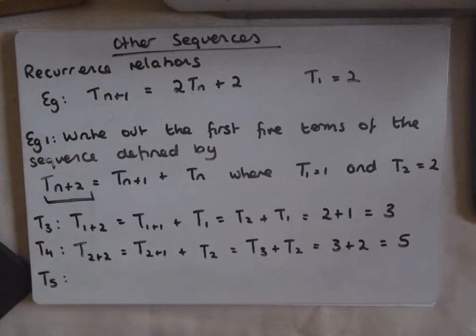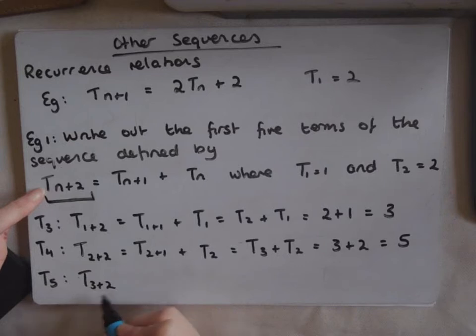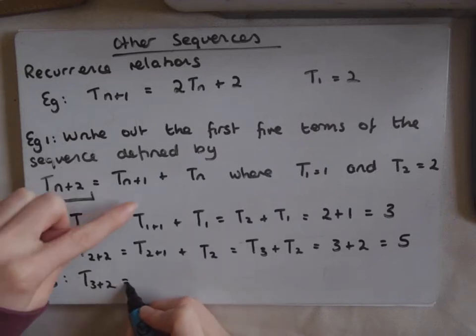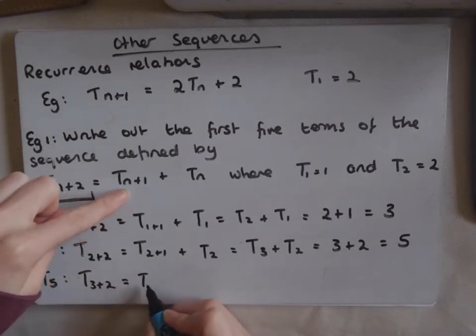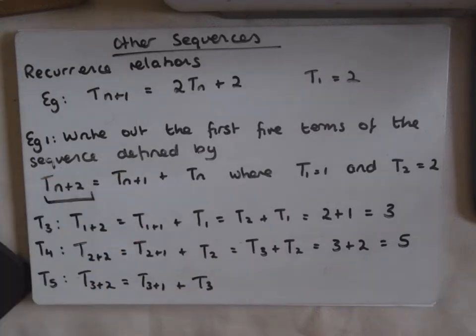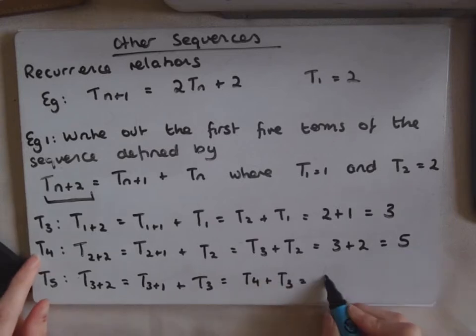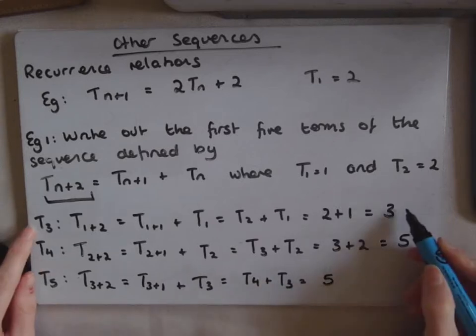And you're going to do the same for however many terms they want. So they want t5. So in order to get t5, I must be doing t of 3 plus 2, because 3 plus 2 gives me the 5. So here I know n is 3, so that's 3 plus 1 and 3. So that's t of 4 plus t of 3. I found t of 4 there, it's 5. And t of 3 there is 3.